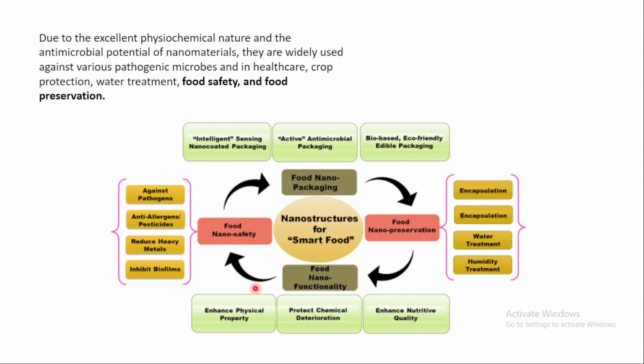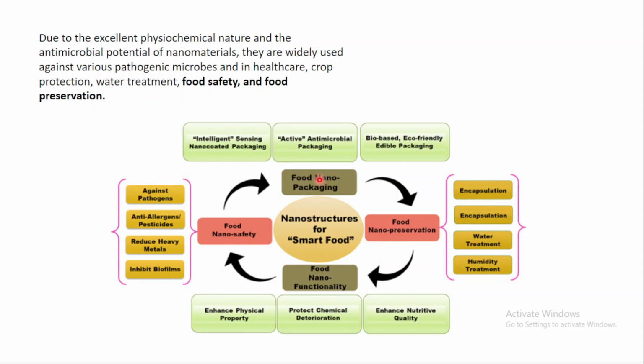So, nanostructures for smart food. This is an upcoming concept in which nanostructure materials or various types of nanomaterials are used for food nano safety, food nano packaging, food nano preservation, and food nano functionality. So, providing safety to food or safety to the crops, microbial safety or pest safety from nanostructures, sorry, nanomaterials.